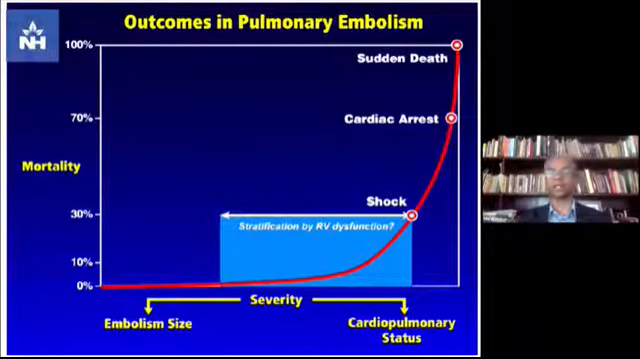And why is this important? Because the greater the severity of the pulmonary embolism, and this goes partly on embolism size, but much more on cardiopulmonary status, as the dysfunction increases, going into shock and then later cardiac arrest and sudden cardiac death, the mortality rate rises fairly steadily. And after RV dysfunction is reached, it rises very sharply, as shown in this graph.